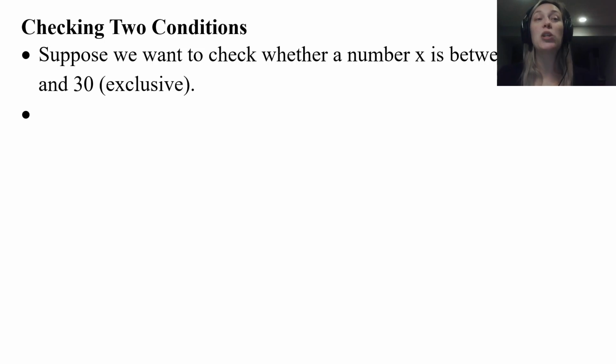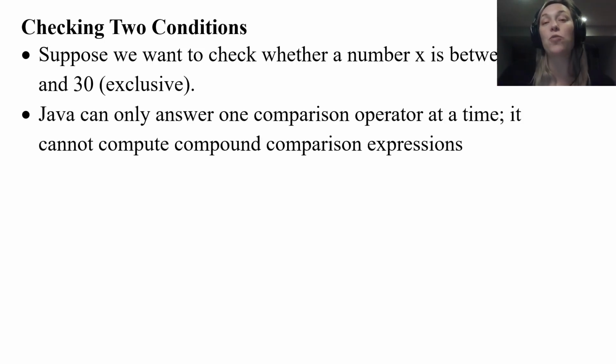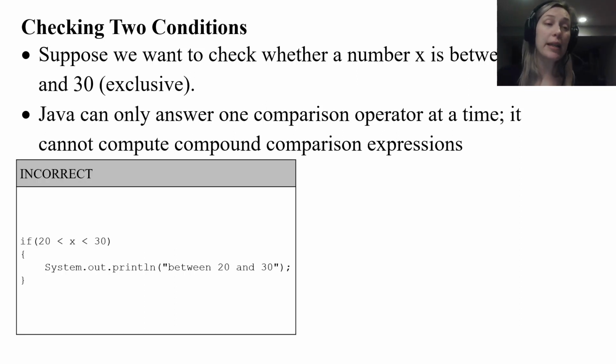operators. So when we check two conditions, like let's say we want to check whether a number x is between 20 and 30, okay? Java can only answer one comparison operator at a time. It can't compute compound comparison expressions. And you've seen compound comparison expressions in your algebra classes. So something like this would be incorrect. Java will protest at this, okay? This is not the correct syntax. Even though we're used to seeing it in algebra, the computer can't answer this question because you're essentially asking two questions in one. Is x greater than 20 and is x less than 30? So there's two questions there.